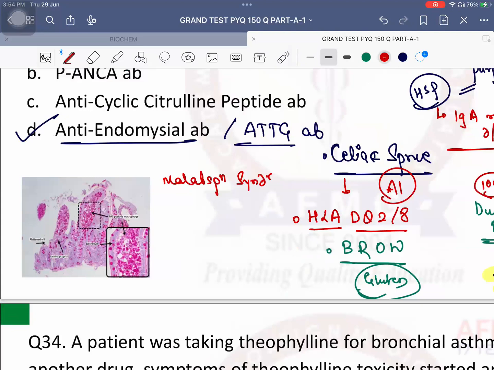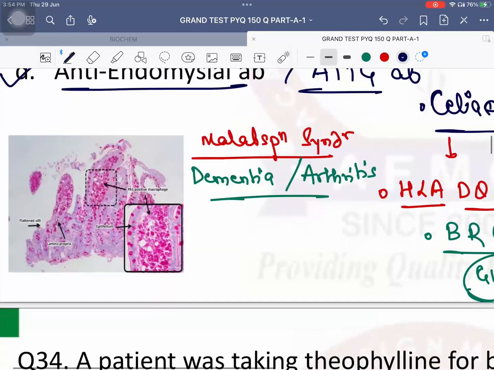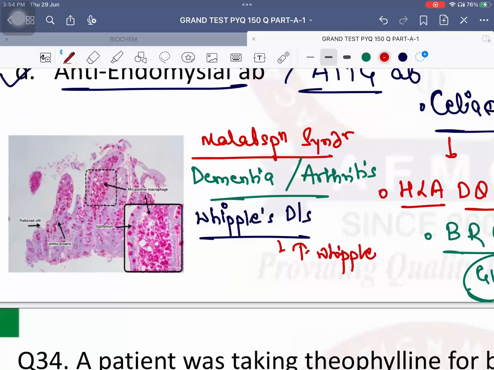And usually it is also associated with two extraintestinal symptoms like dementia and arthritis. What is the diagnosis? As they mention dementia and arthritis, the diagnosis should come immediately. Shabash. It is a case of Whipple's disease, and Whipple's disease is due to a bacterial infection known as Tropheryma whipplei.